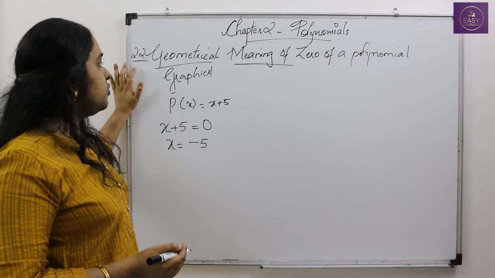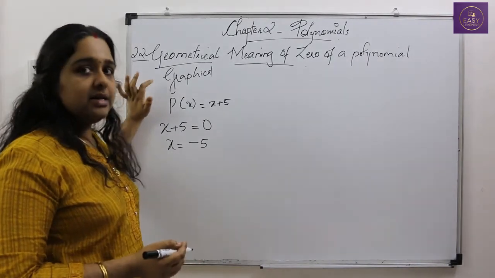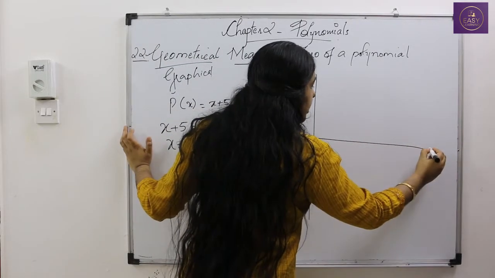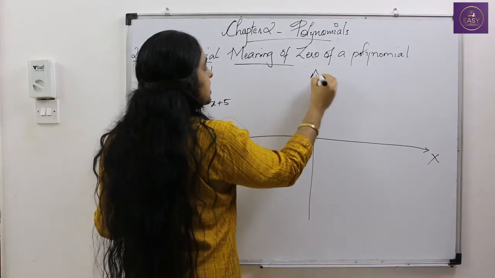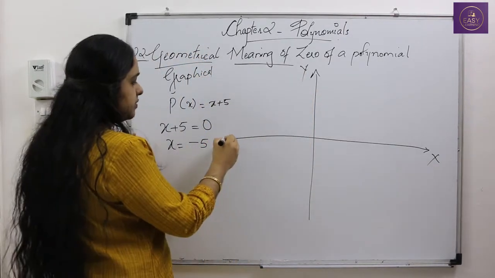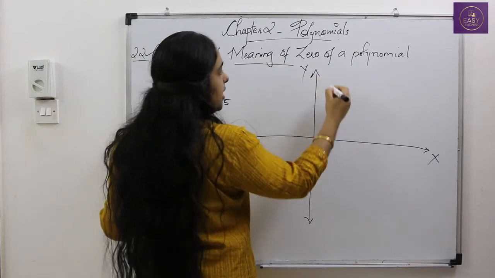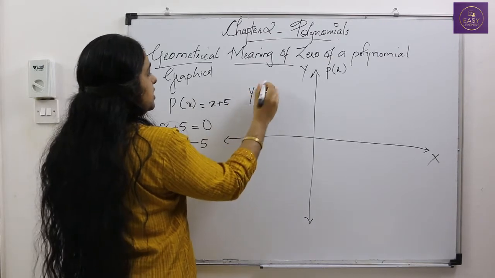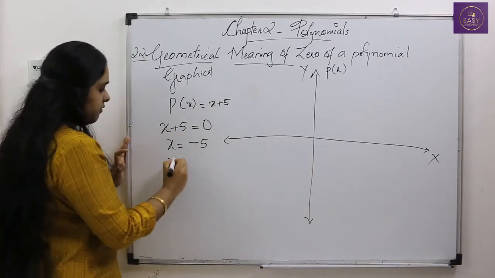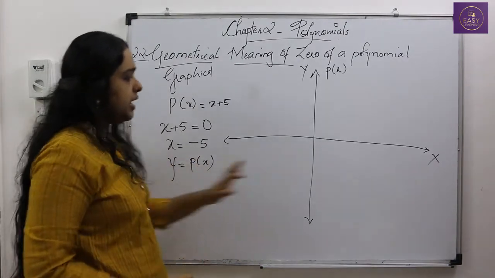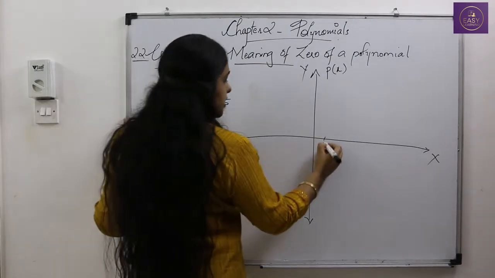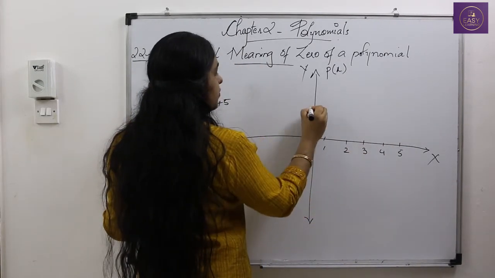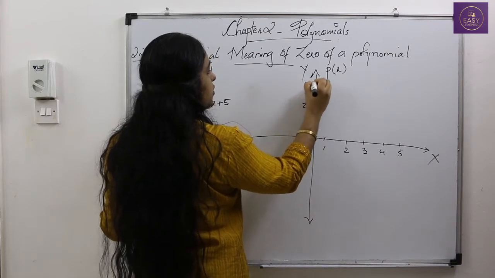Now what we are going to do, we are going to graphically analyze this result. So I am going to draw a graph. Okay, this is our x-axis and this is our y-axis. Clear? So our y will be p of x. We can just equate y equals p of x. So our x-axis is this and y-axis. 1, 2, 3, 4, 5. 1, 2, 4, 5.